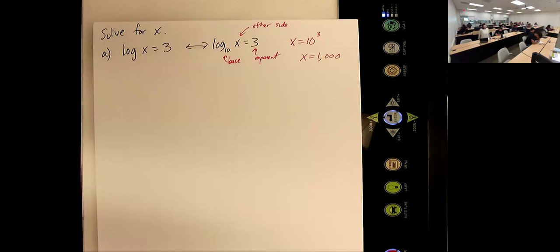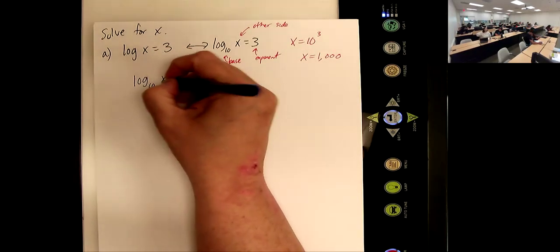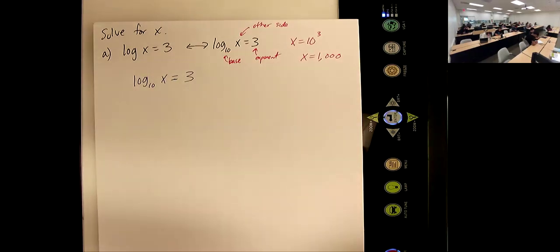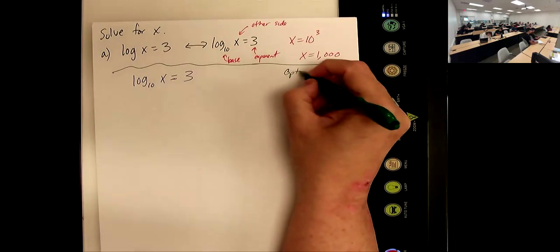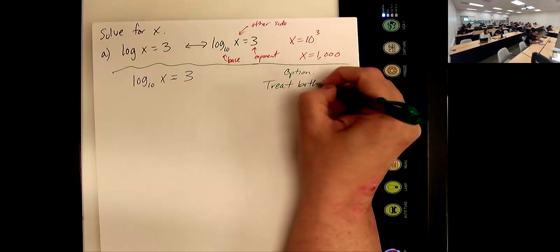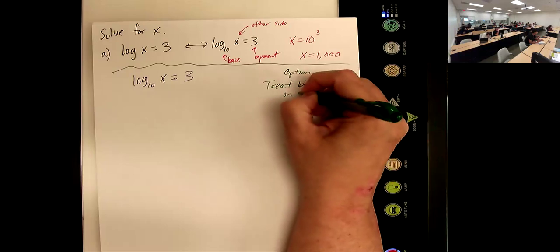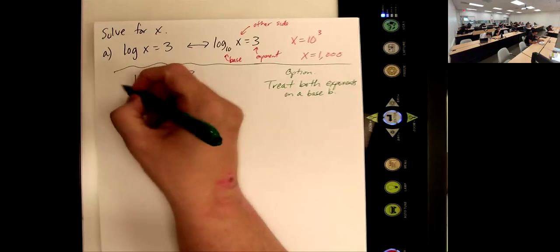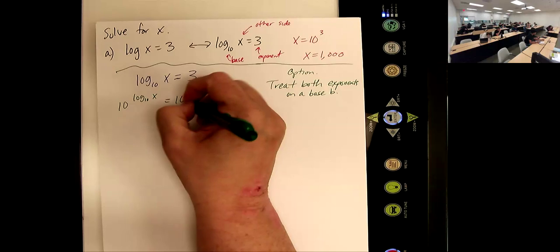Another way of doing this is recognizing this, rewriting it with log 10 of x equals 3, and then treating both as exponents on a base b, whatever it is, in this case 10. So treat this as 10 to the log 10 of x equals 10 to the 3.